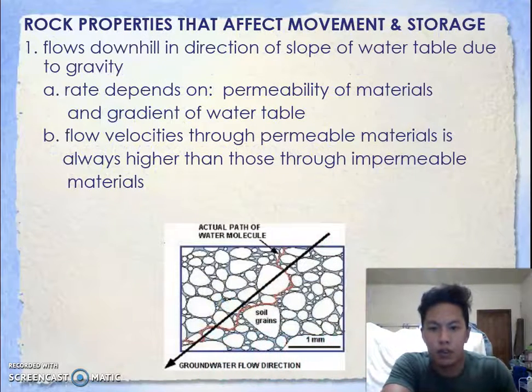Rock properties that affect movement and storage. Groundwater flows downhill in the direction of the slope of the water table due to gravity. The rate depends on rock properties. This is an example of groundwater flow direction.